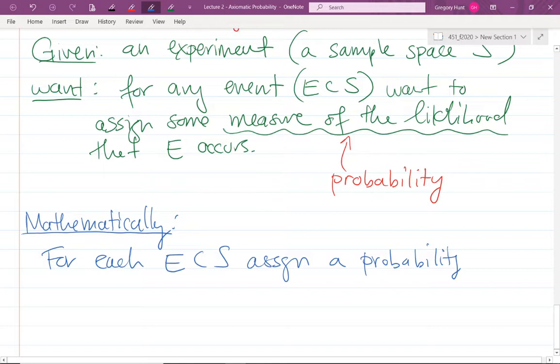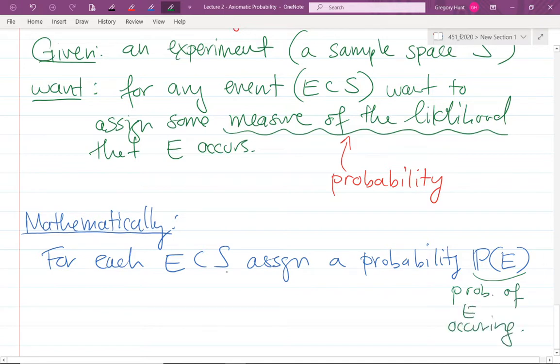And of course, how do we do that? If I take something and I assign to each something a number, we call that putting it in a function, right? So we want to assign a probability. I'm going to denote the probability of E happening as P of E. So this bold P is the probability of E occurring.